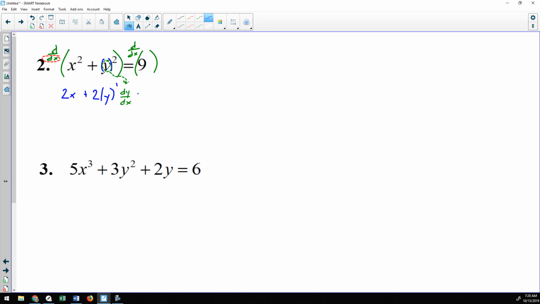And then I go on to the right side of the equation, and the derivative of 9 is 0. So when I clean this up a little bit, I have 2x plus 2y to the first, which is just 2y, times dy/dx is equal to 0. Then our challenge with implicit is we need to solve this equation for dy/dx. And we'll do that by subtracting the 2x. So 2y times dy/dx is equal to negative 2x.